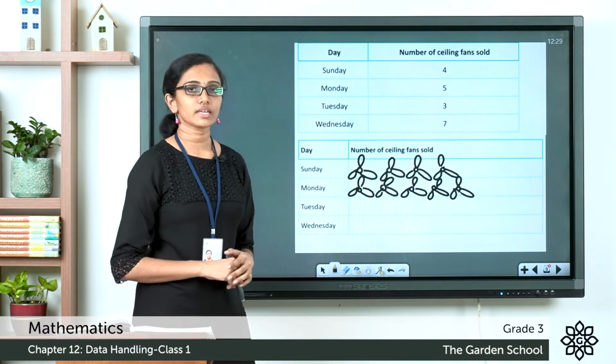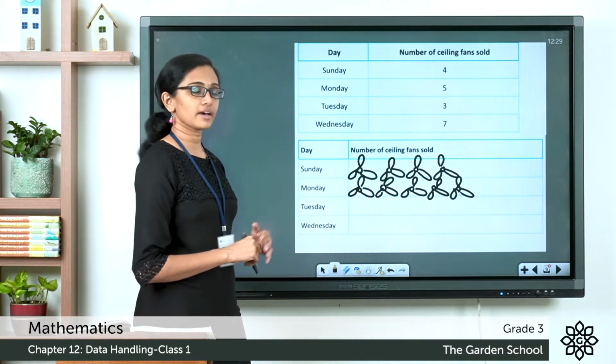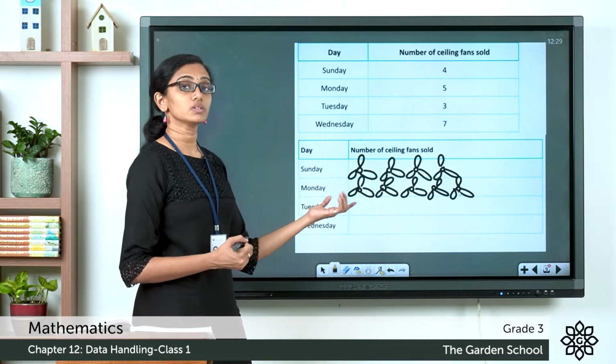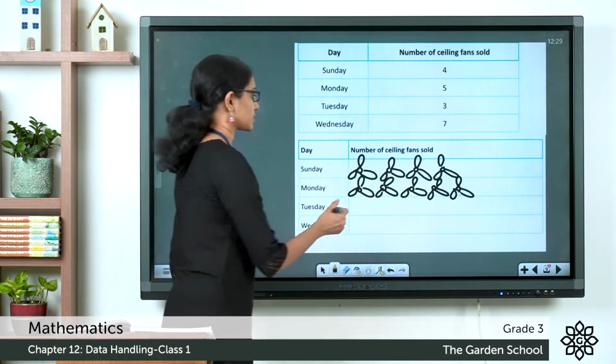Okay, now on Tuesday, how many fans were sold? 3 fans were sold. So how many images should we draw here? We need to draw 3 images or 3 symbols.